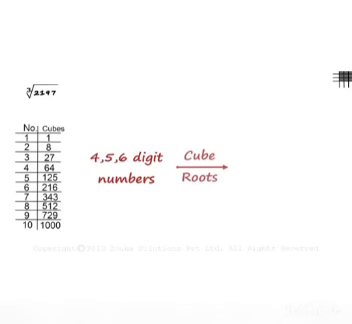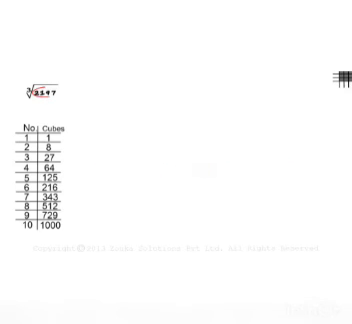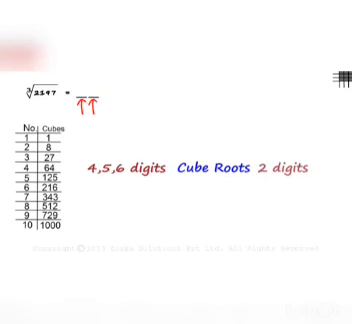Second, we should know that for 4, 5, and 6 digit numbers, their cube roots will always be 2 digits long. Since 2197 has 4 digits, its cube root will also be 2 digits long. That's it. Only these 2 things: cubes of numbers from 1 to 10, and the fact that large numbers which are 4, 5 or 6 digits long will have cube roots which are exactly 2 digits long.